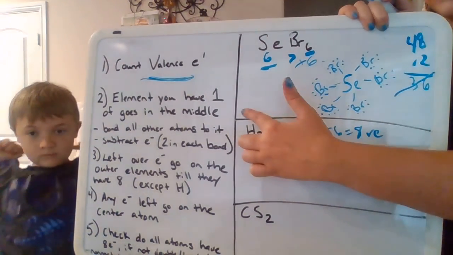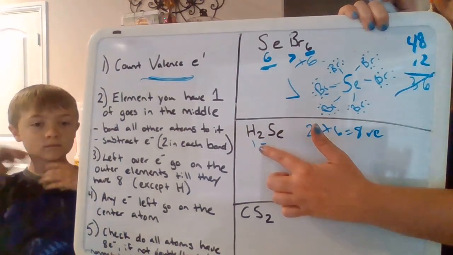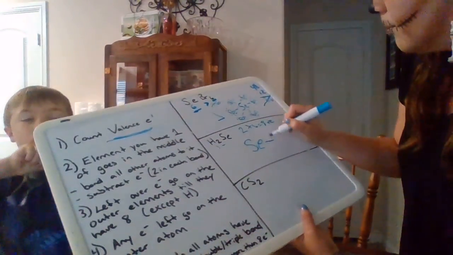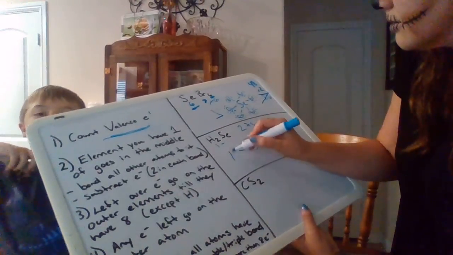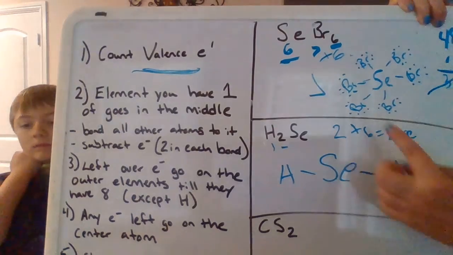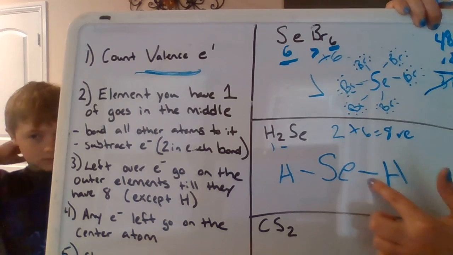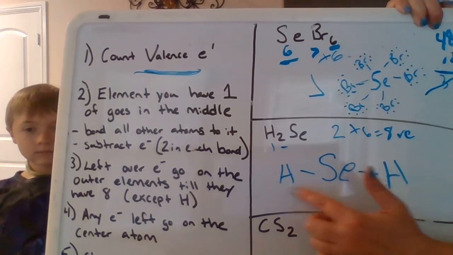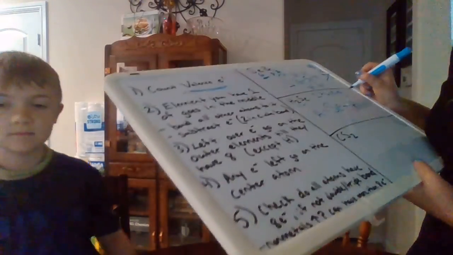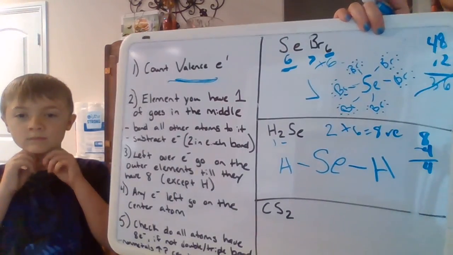So same thing, my next rule over here says the element I have 1 of goes in the middle. So the element I have 1 of, it's H2Se. So Se is again the thing that goes in the middle. So Se, bond to my 2 hydrogens, like that. Okay, so I bond it to my 2 hydrogens. Then, little disclaimer below it says, subtract the electrons that I've used. So each bond is worth 2. So this is 1, 2, 3, 4. I've used 4 of my electrons. So I had 8, I've used 4, so I only have 4 left. So 8 minus 4, I only have 4 to use left. That's all I have left.